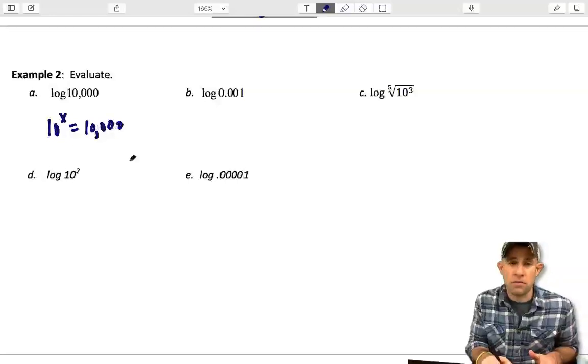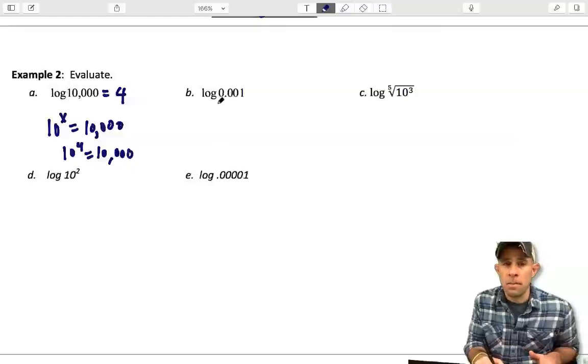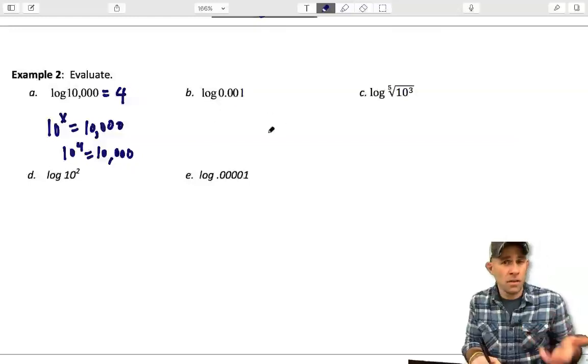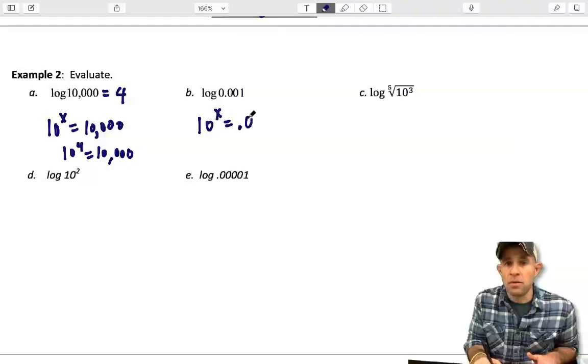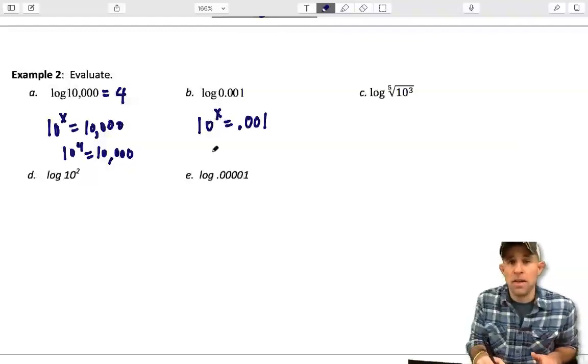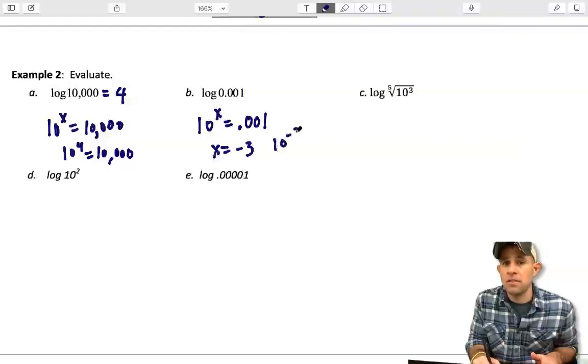Well, this is a 1 with 4 zeros, so this must be equivalent to the number 4. In other words, 10 to the 4th should return 10,000. All right, log base 10 of 0.001. Now we saw this in our first example here. And so we move the decimal place over 1, 2, 3 places to the left. So this is what power of 10 do I take to get 0.001? And just like our previous example, that value was x is equal to negative 3. Or in other words, 10 to the negative 3 should give me 0.001.